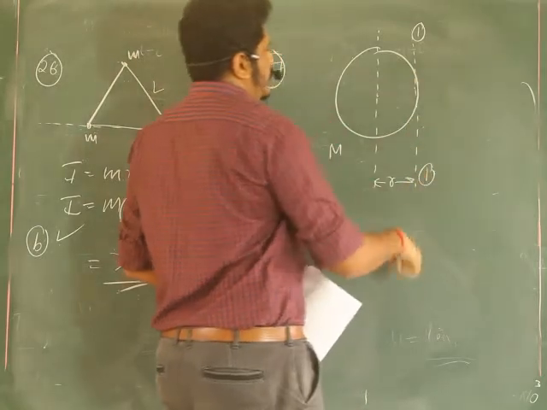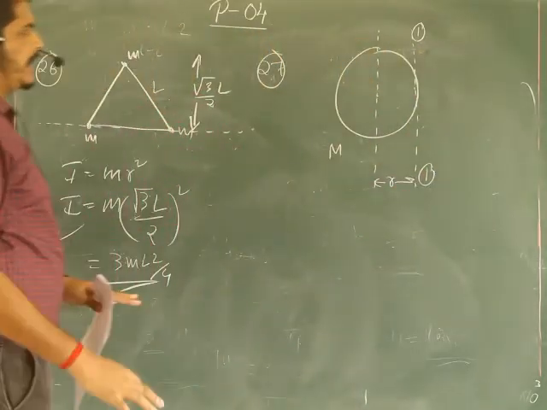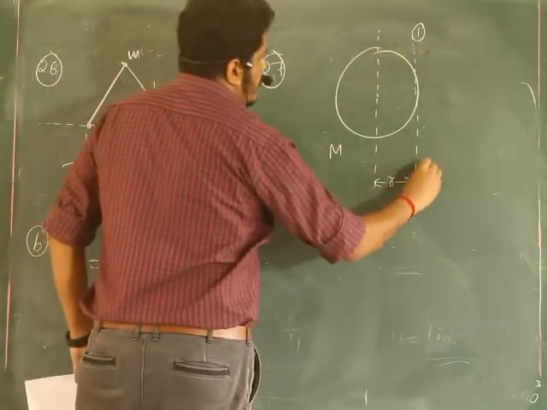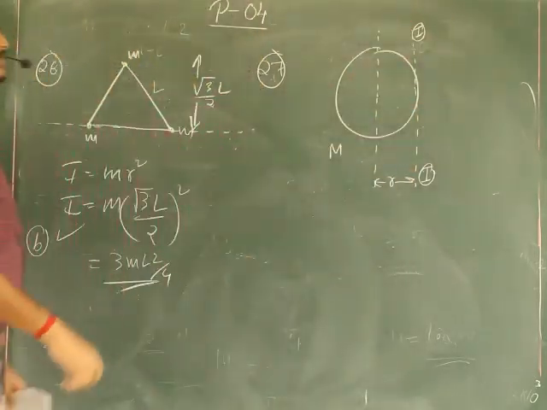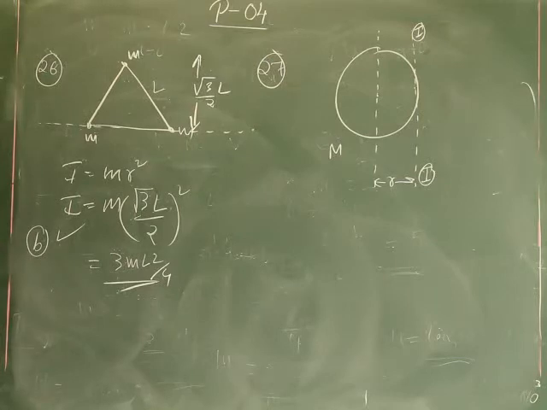Here I have written I. So this is the moment of inertia through that particular axis that I am supposed to find out. So how to find that out?